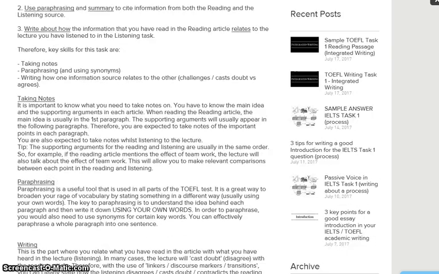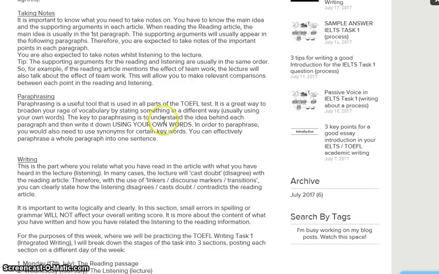For anybody who wants any more information, I've actually broken down what areas in the paragraphs you need to be looking for to take notes, what paraphrasing means and how you can paraphrase, and finally how you would bring all your information together in the writing section.